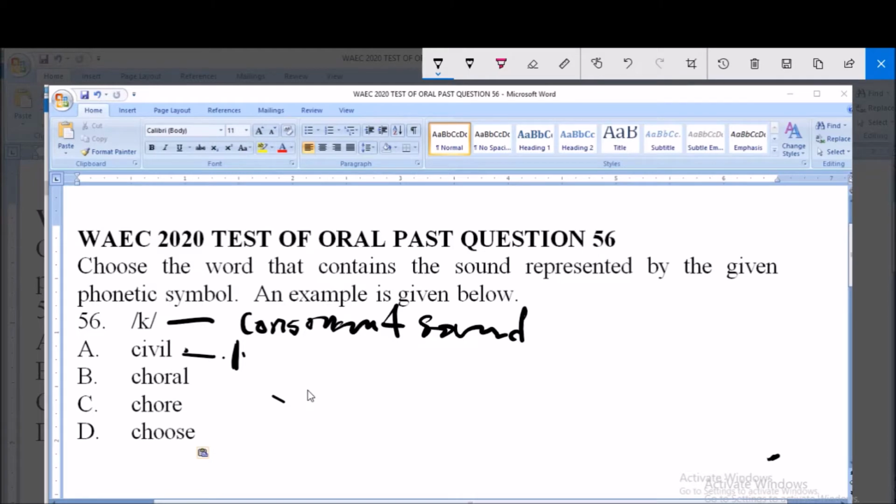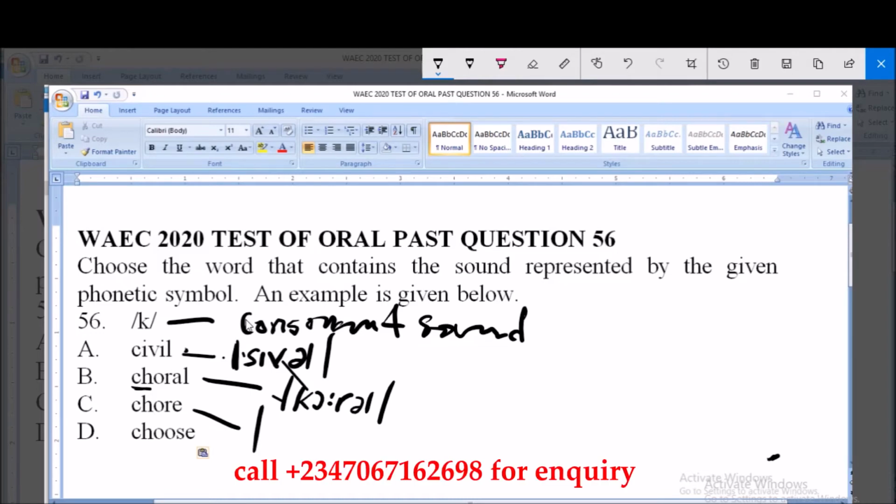Option A is pronounced as sieve, but people pronounce it as sieve. Option B is pronounced as core. The CH here sounds k. Core. That is a long o sound. Core.